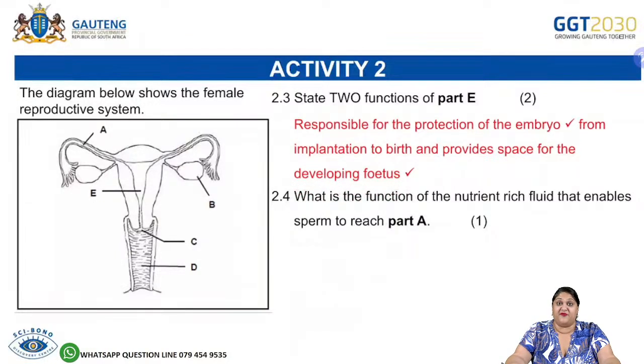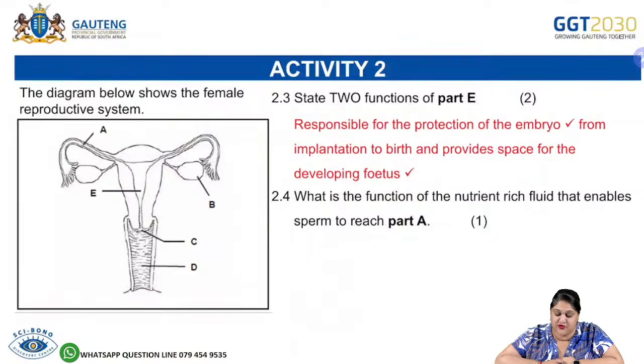Firstly, they're responsible for the production of the protection of the embryo. The embryo is going to develop in there, so it's going to protect it, from implantation to birth. It also provides a space for the developing fetus, because that fetus is going to grow inside that uterus. So it provides space and protection for the developing embryo and fetus.